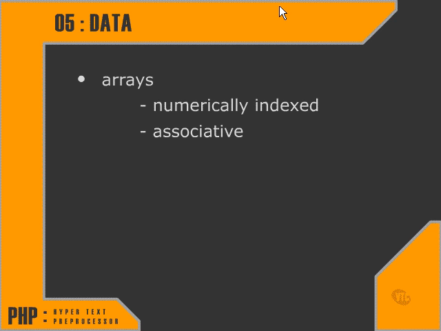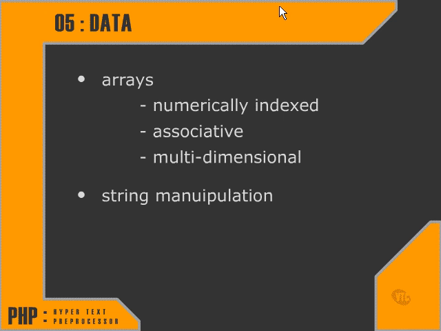associative arrays, which allow us to give names to each element within the array, and multidimensional arrays, effectively arrays of arrays. Then we're going to look at some string manipulation, the ways we can work with strings within PHP. And finally, we're going to look at regular expressions, ways of checking strings against a pattern of numbers, letters, or symbols.